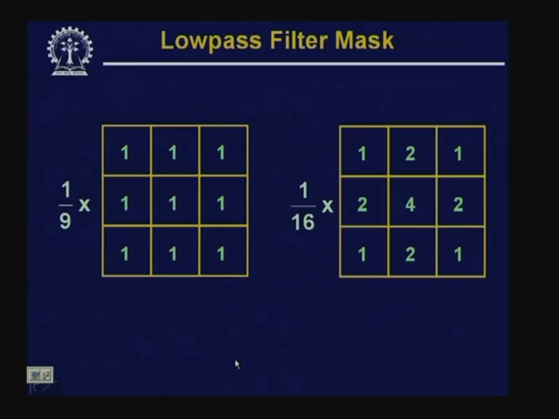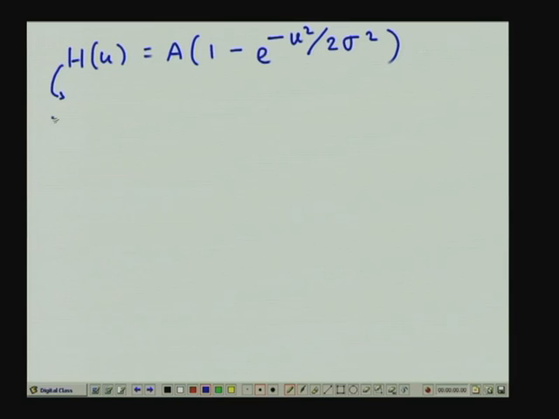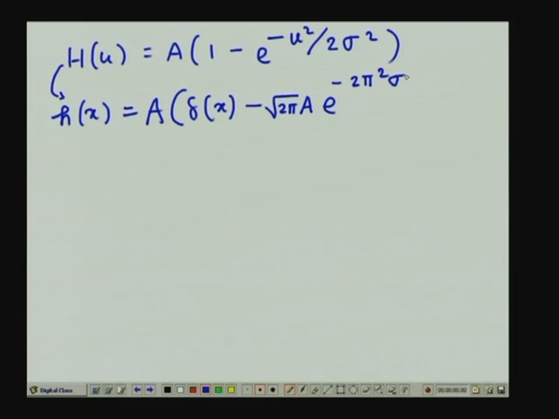Now, in the same manner as the low pass filter, we can also make high pass filters in the Gaussian domain. Using the Gaussian function, a high pass filter H(u) can be defined as A times (1 - e^(-u²/2σ²)). So, this is the high pass filter which is defined using the Gaussian function. If I take the inverse Fourier transform of this, the corresponding spatial domain filter will be given by h(x) = A δ(x) - √(2π) A e^(-2π²σ²x²).